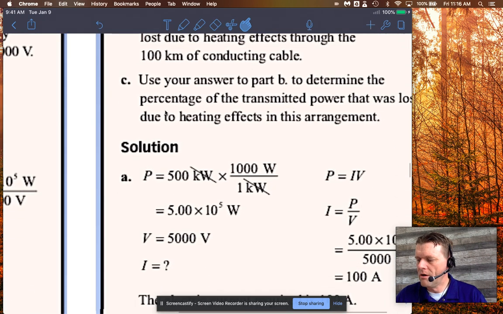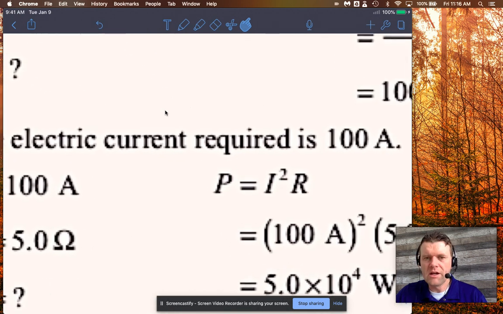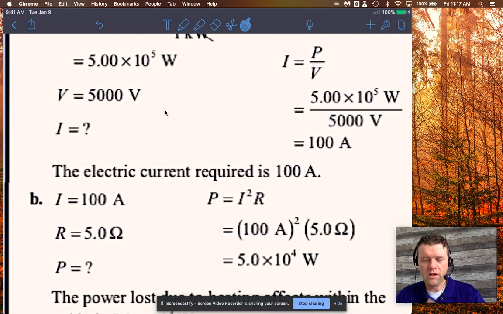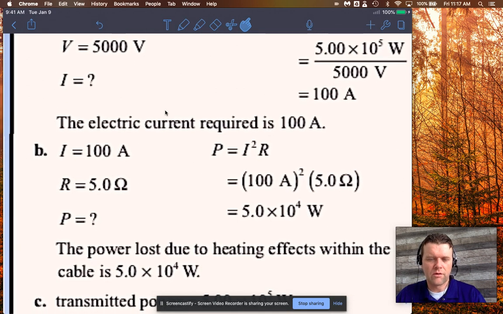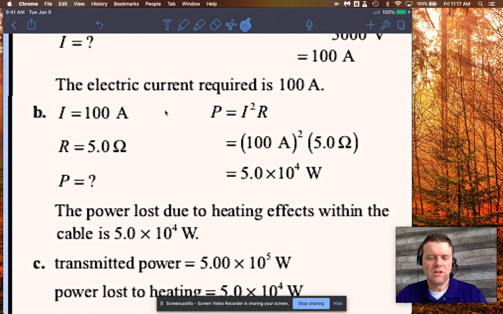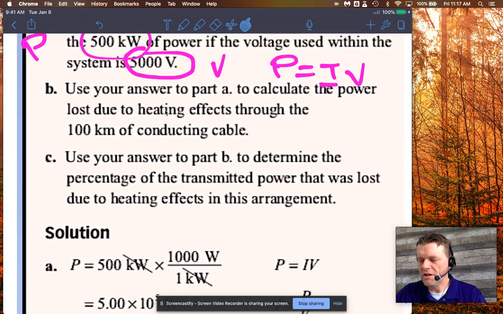Okay, so the current is 100 amps, so we stick that right there. Power is going to equal 100 amps squared, times 5. So that gives us 5 times 10 to the 4th, or 50,000 watts. That's a lot. But the power lost due to the heating effects is 5 times 10 to the 4th watts. Now, back in the question, it says, what percentage was lost due to the heating effects?